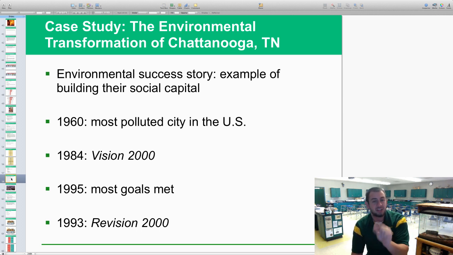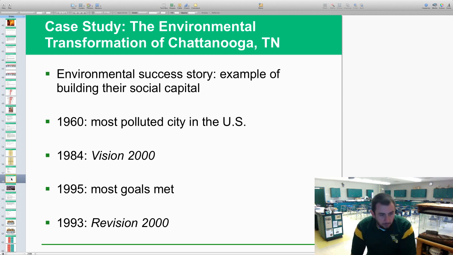In the 1960s, Chattanooga, Tennessee was one of the most polluted cities in the U.S. Mostly its air was so polluted by smoke from its steel mills that people sometimes had to turn on their vehicle headlights in the middle of the day just to see through the smoke. That's how bad it was.